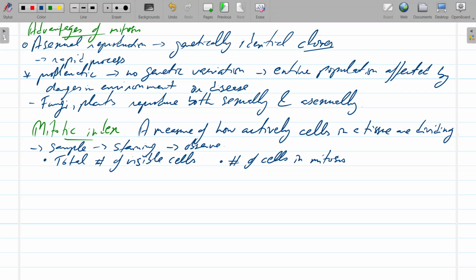I'll show you a picture of this where the chromosomes and the nuclei can be clearly seen. And so they're undergoing mitosis, and so they measure the mitotic index as the number of cells in mitosis divided by total number of cells.